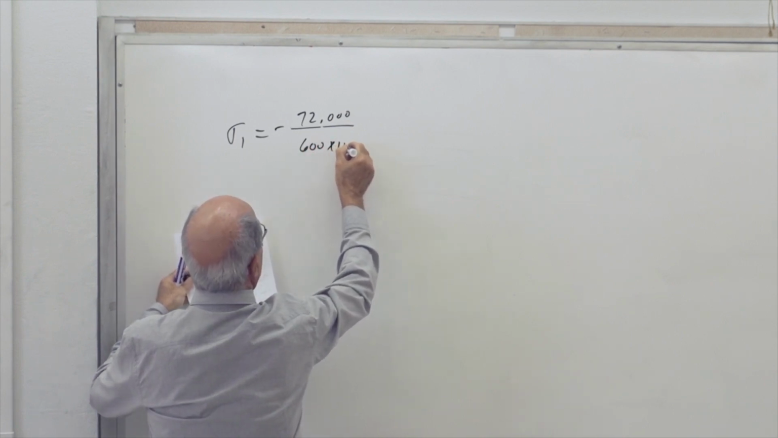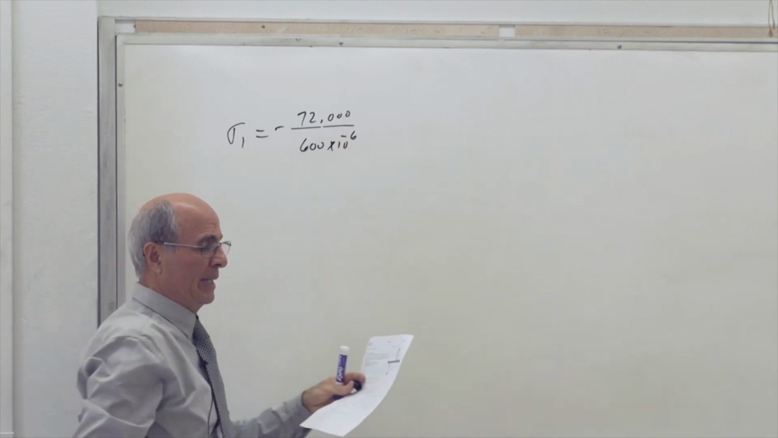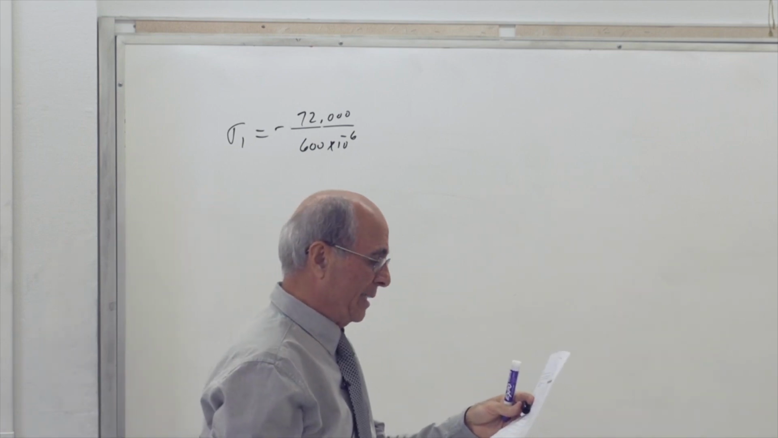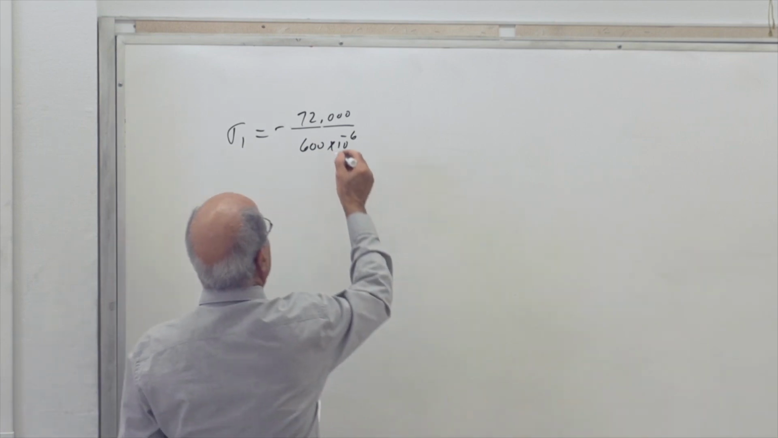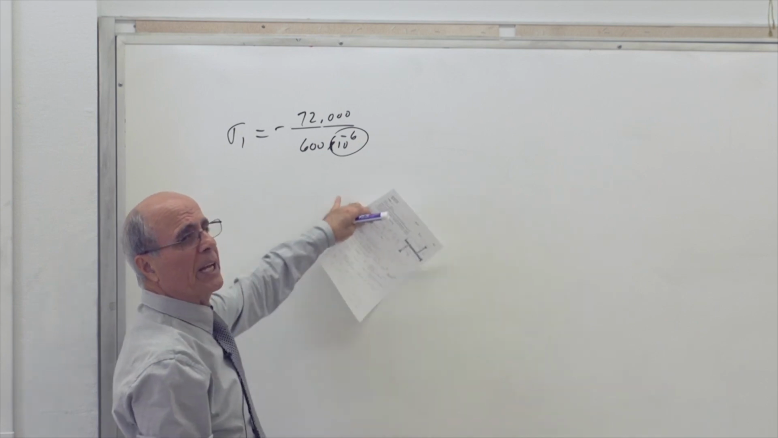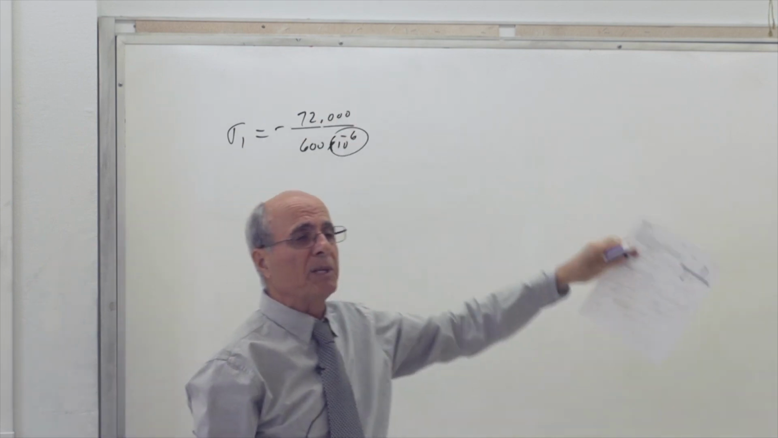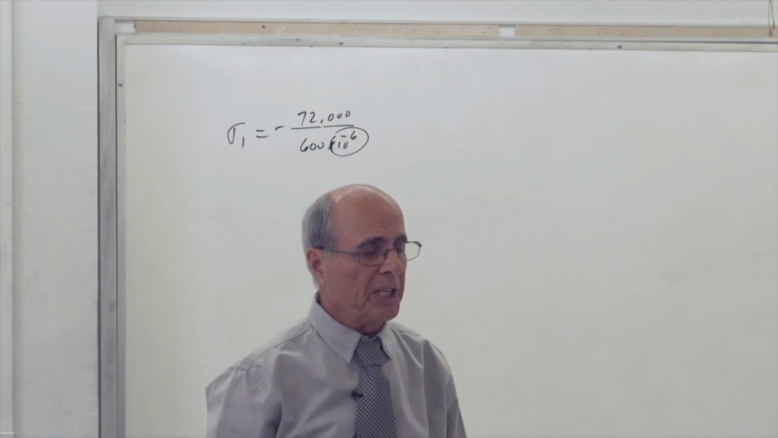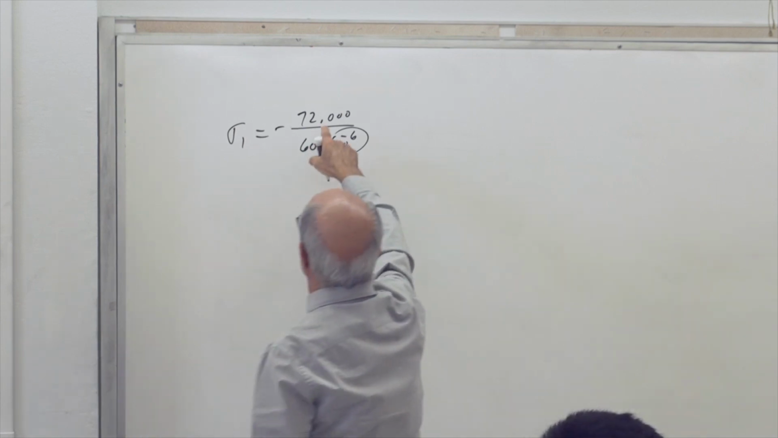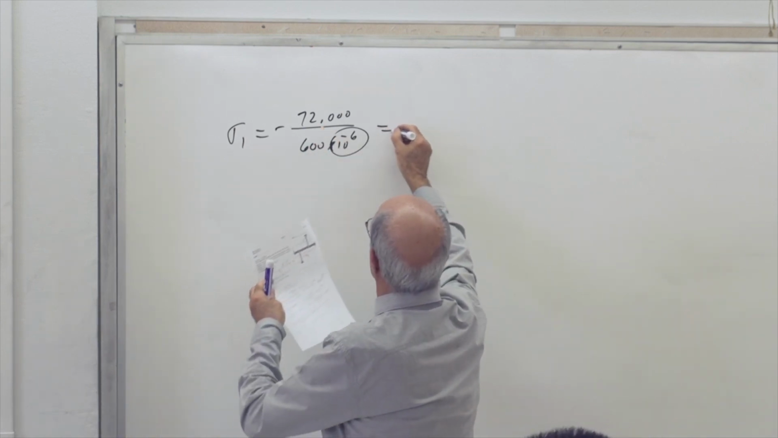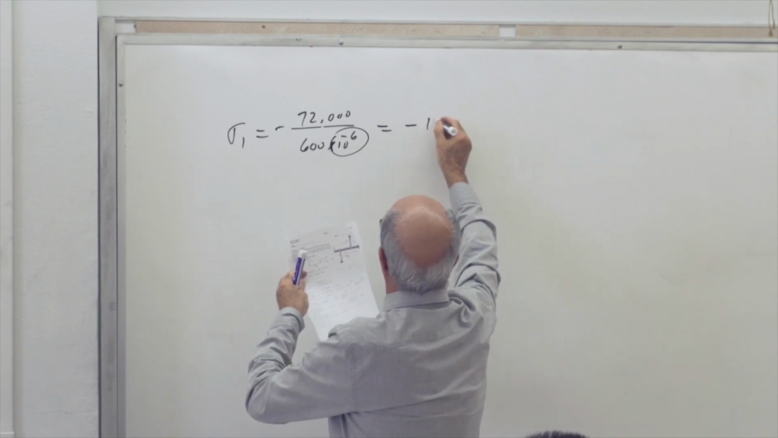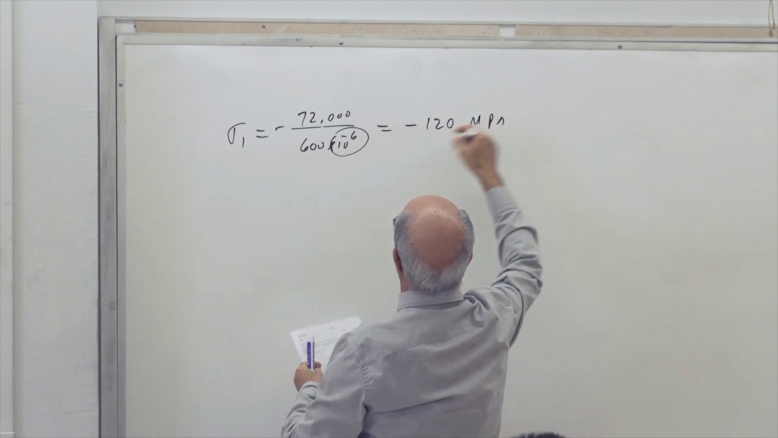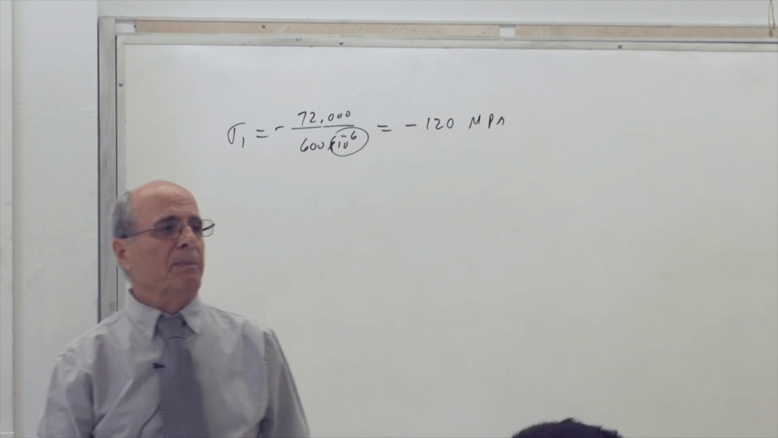Here you have to be careful. Here your mistake will not be eliminated. I have done that in class. Actually, all I ask you to do, forget about this. That's your mega. Because when this goes to the numerator, it becomes 10 to the power of 6, and that's your mega. 72,000 divided by 600 is very simple. It becomes minus 120 megapascal. This is your mega. As simple as that.